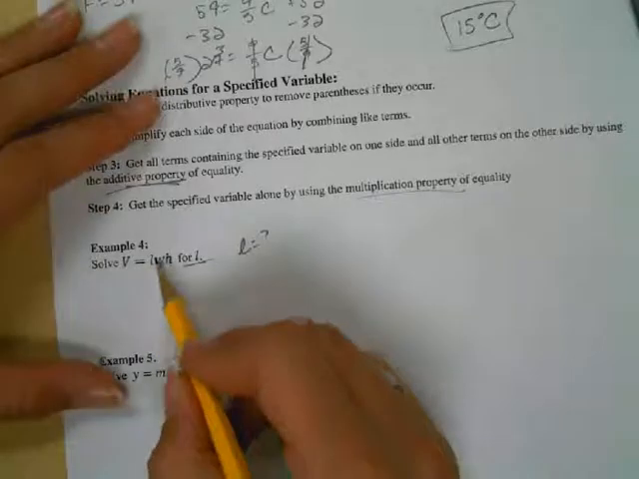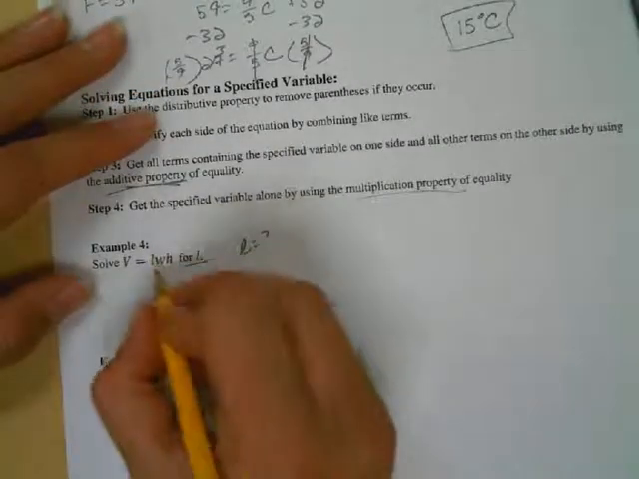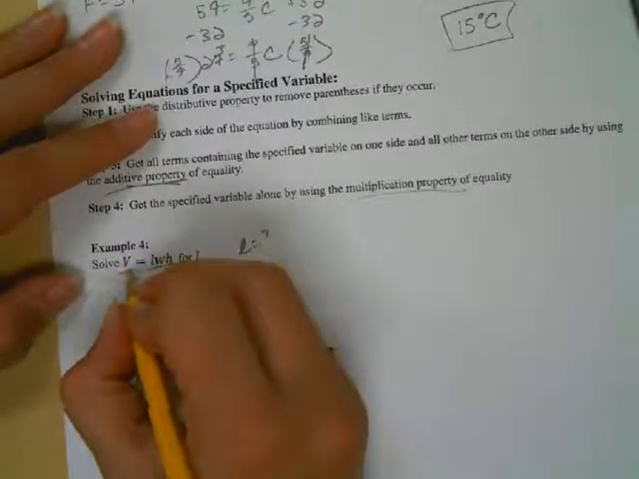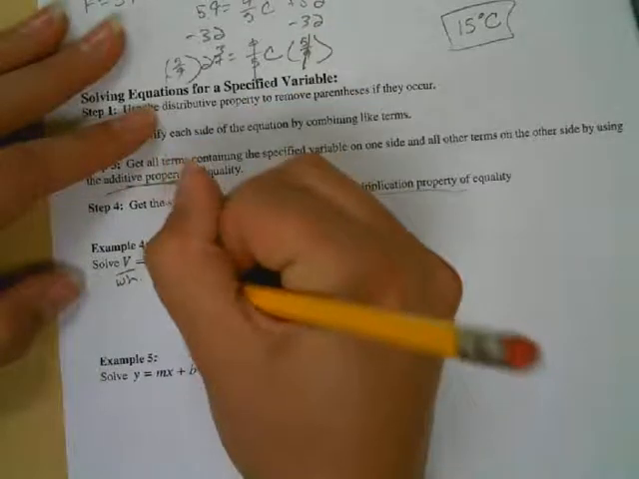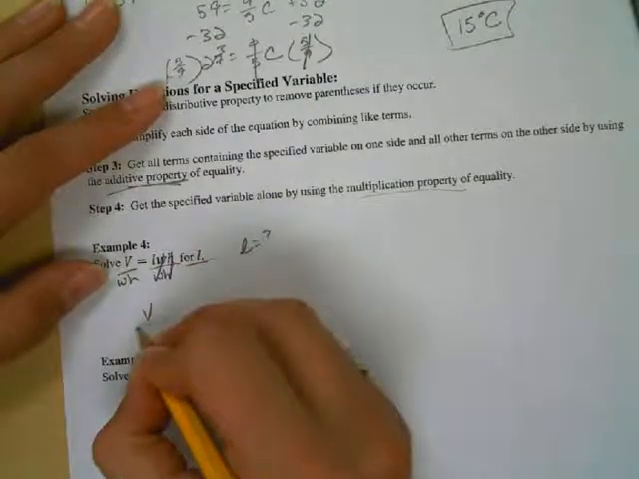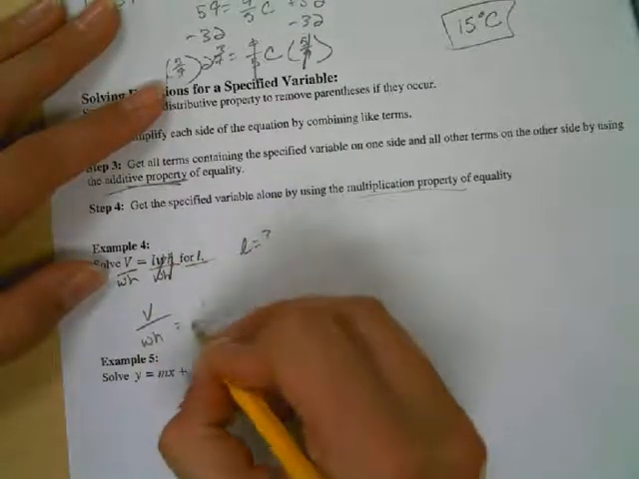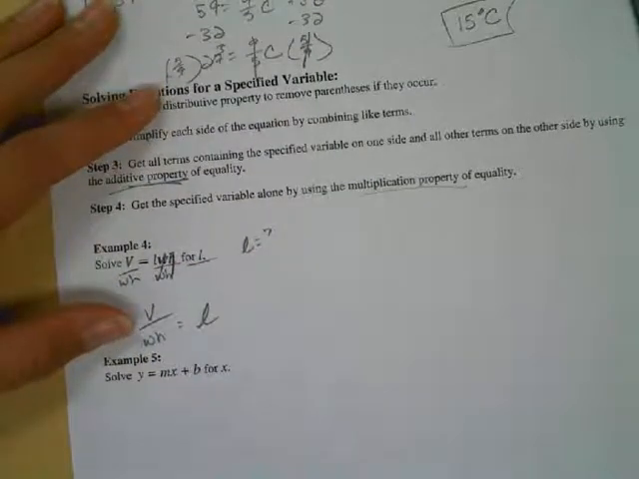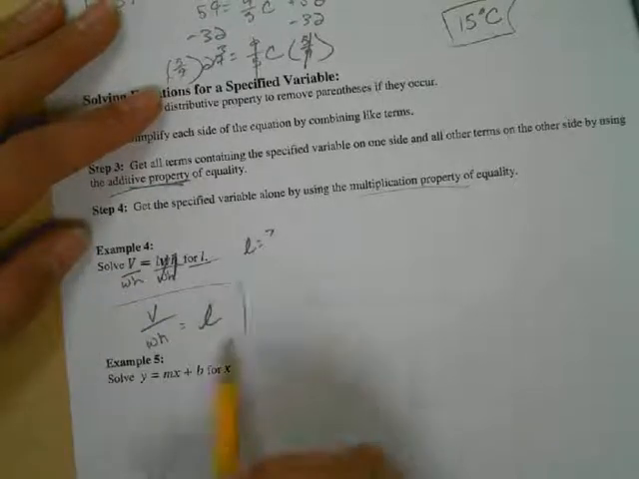L times W times H. To get rid of multiplication, we just divide. So divide both sides by W and H. So those will cancel. Okay, and I've got V divided by WH is equal to L. And that's all it is. That's all you do. I have L equals. That means I have solved for L.